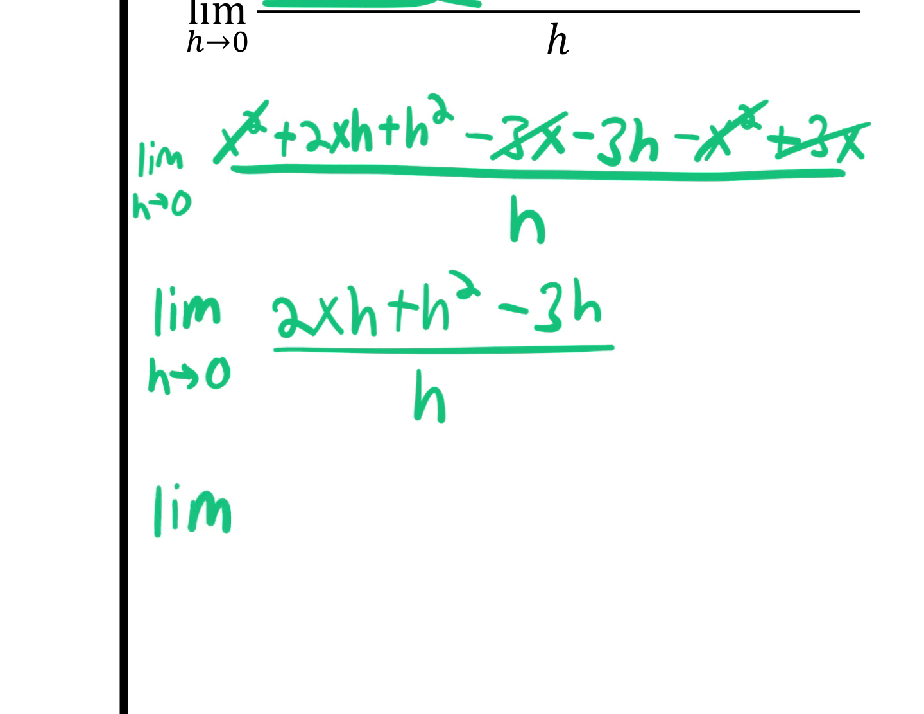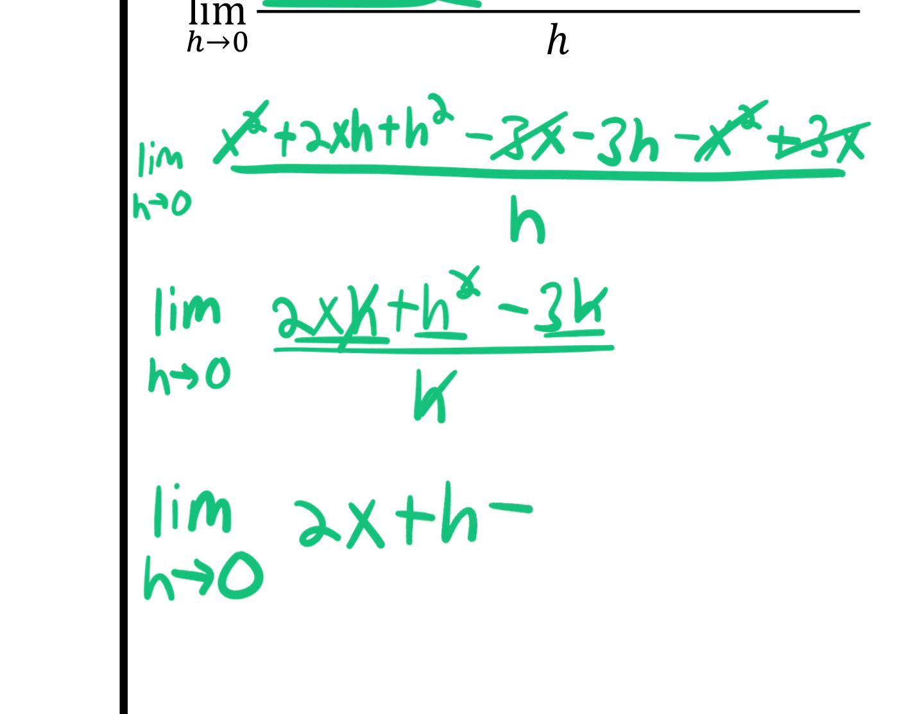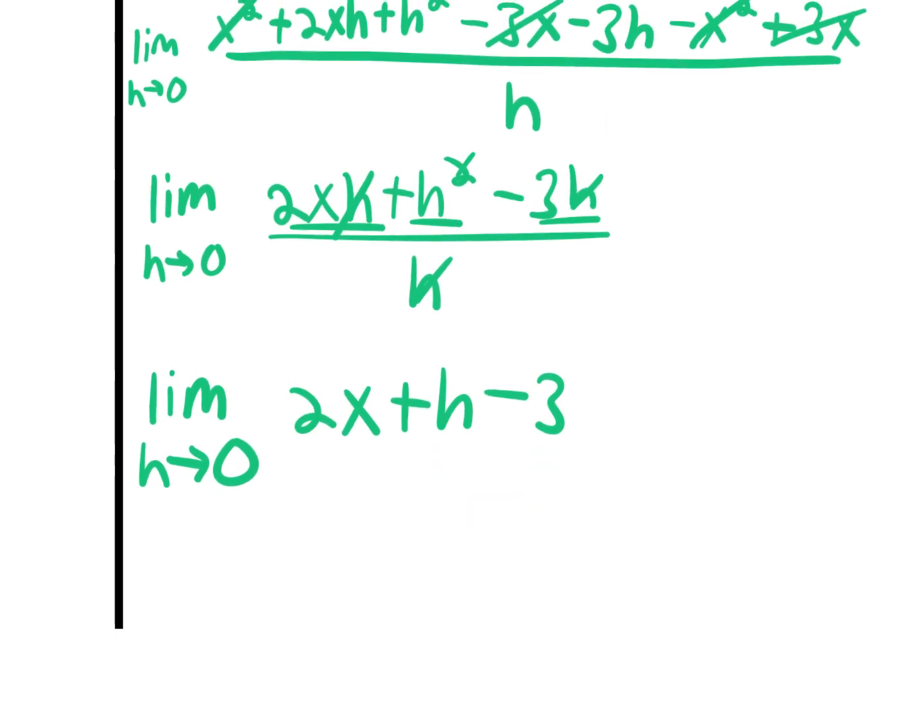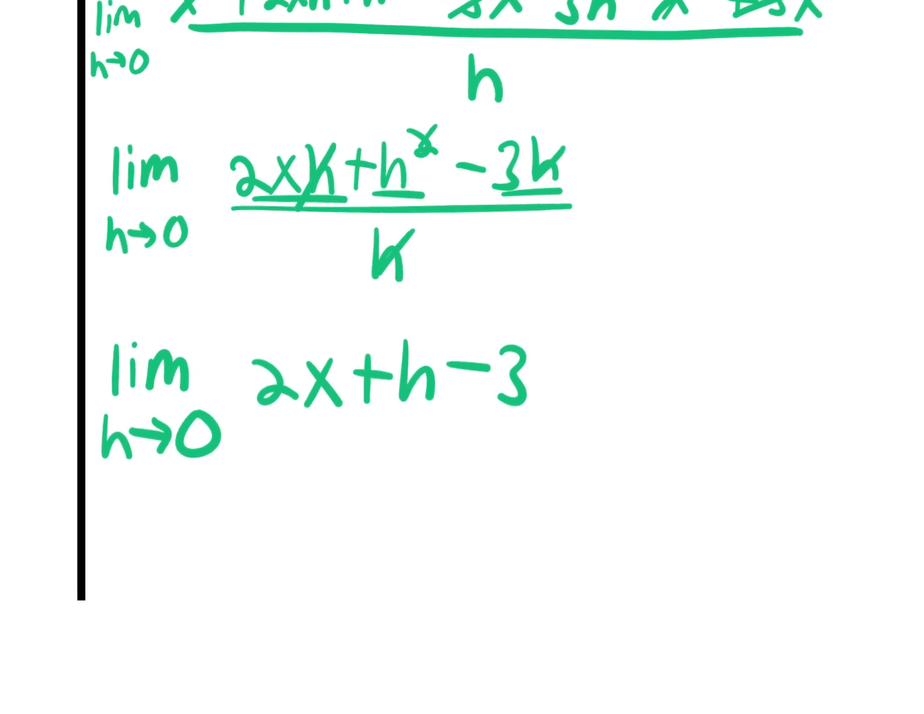Good. We can take out an h on top and then cancel it out, right? We see that this has an h, this has an h, and this has an h. So if we factor out an h and cancel it out, we're left with 2x plus h minus 3. What can we do now? Just plug in 0 for h, right? So then now that we're substituting, we don't need the limit notation anymore. This is just 2x plus 0 minus 3, which very simply is just 2x minus 3.